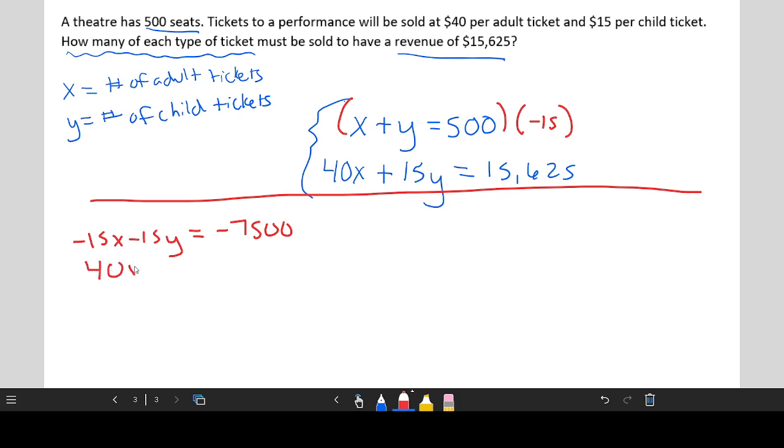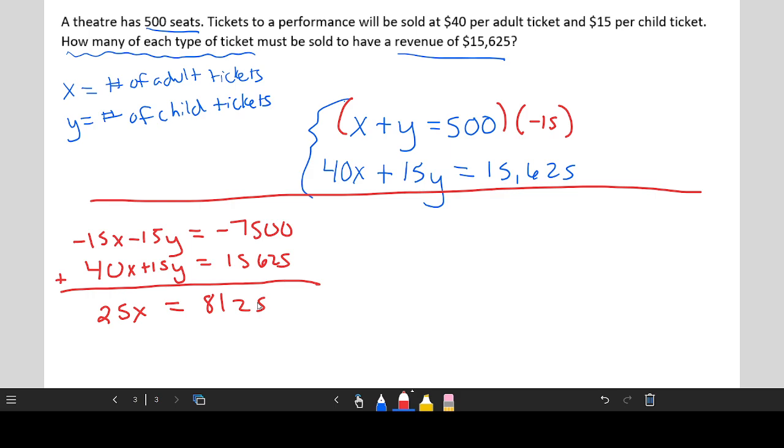And I'm going to keep the second equation exactly how it was. And then negative 15 plus 40 is 25, so we have 25x. Negative 15y plus 15y is 0, that was the goal. And then when we add the right side, we get 8,125. Divide both sides by 25. x is 325.